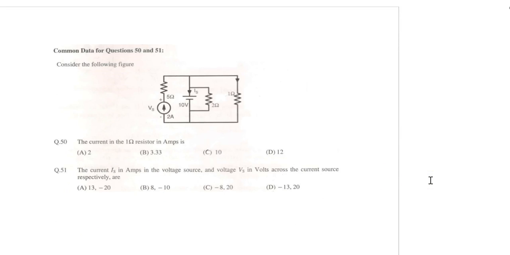This was asked in the GATE 2013. In those days, there were questions like common data questions, that is common data for question numbers 50 and 51. So it has been given a current source 2 ampere, this is the 5 ohm, this is the 10 volt, this is the 2 ohm, and this is the 1 ohm. The current in the 1 ohm resistor in ampere is asked. That means we need to calculate this current.